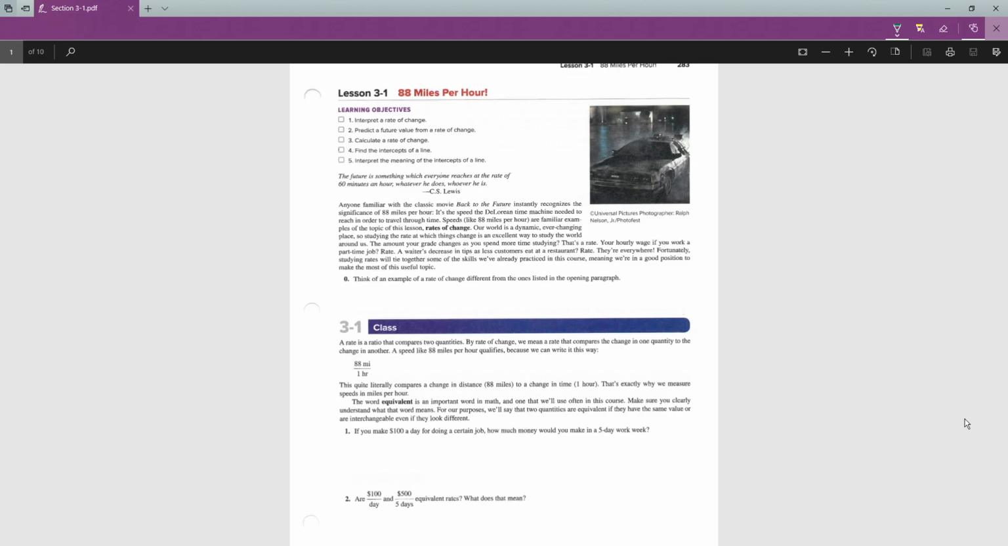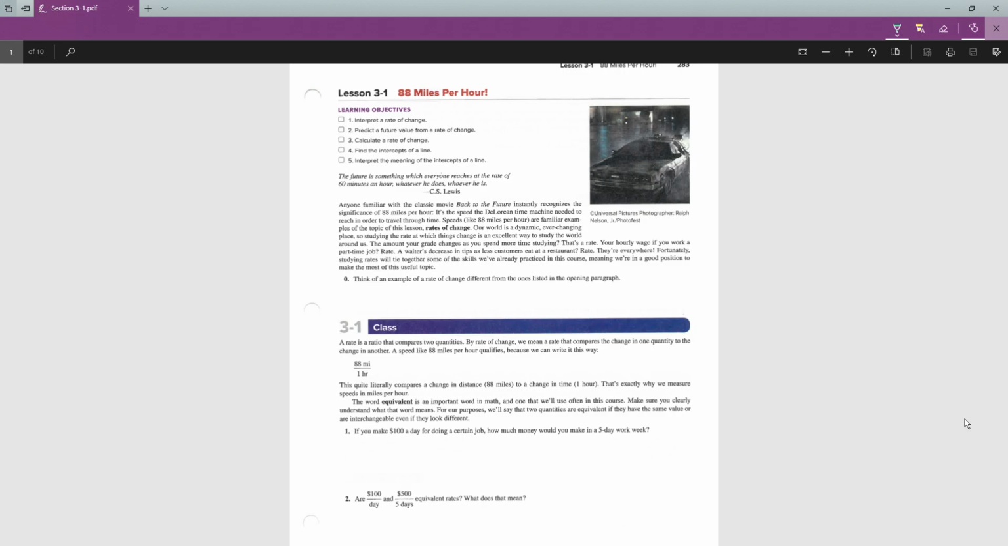This quite literally compares a change in distance, that's the 88 miles, to a change in time, that's the 1 hour. That's exactly why we measure speed in miles per hour. The word equivalent in math means that two things are equivalent if they have the same value or are interchangeable even if they look different.